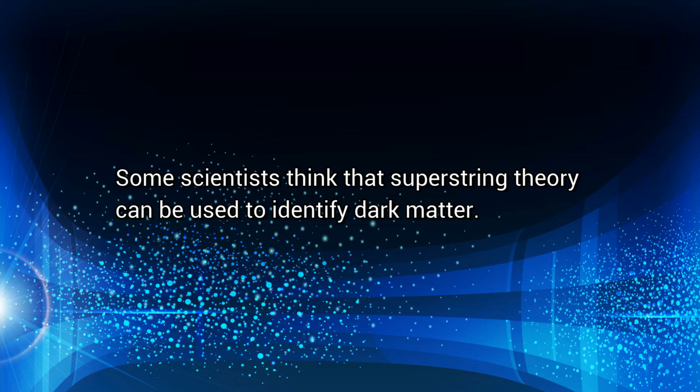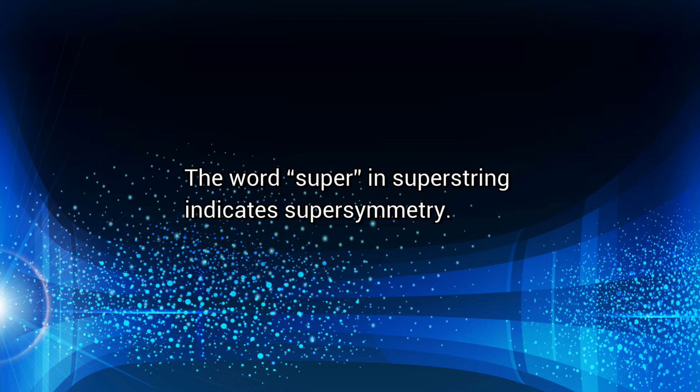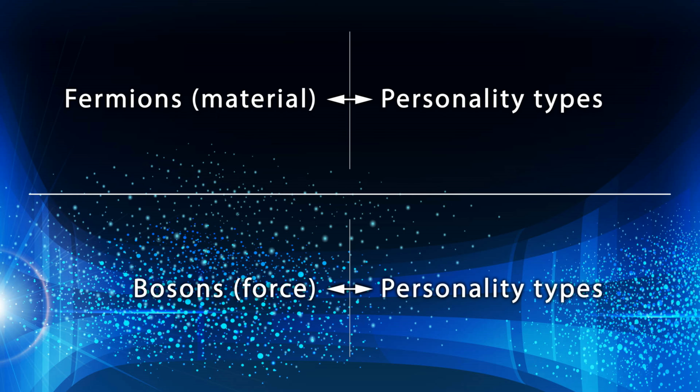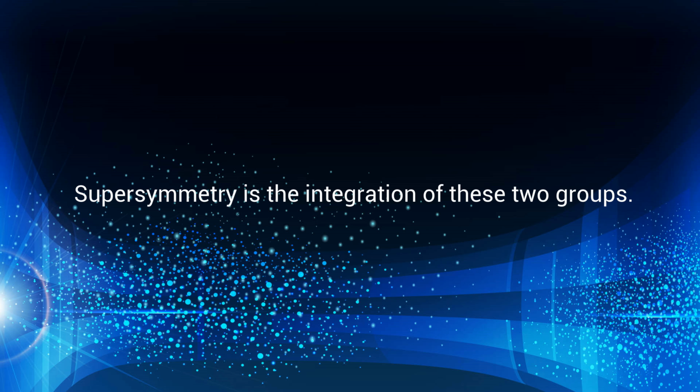Some scientists think that superstring theory can be used to identify dark matter. The word super in superstring indicates supersymmetry. That is the symmetry between fermions and bosons, or material particles and force carrier particles. The isomorphism between fermions and personality types was mainly discussed in Section 2, and between bosons and personality types was mainly discussed in Section 4. Supersymmetry is the integration of these two groups.